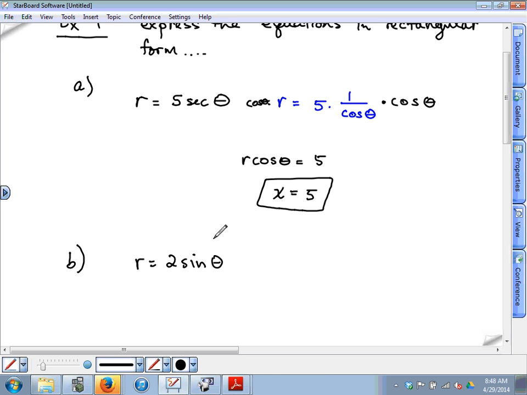Now you can perform some operations to this to change the form of it, but you can only perform operations that are 100% reversible. And here's what I'm talking about. A lot of students will recommend, well, hey, let's just square both sides.